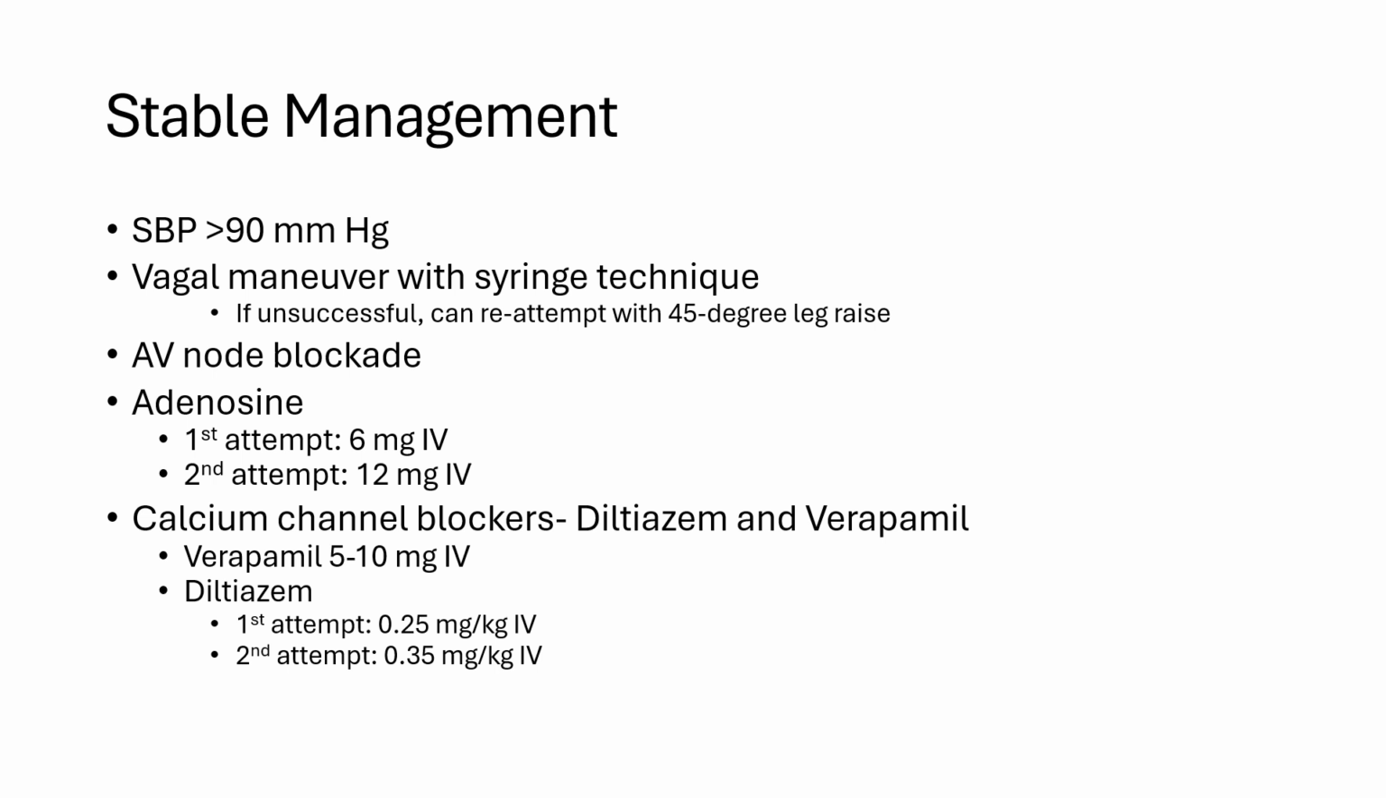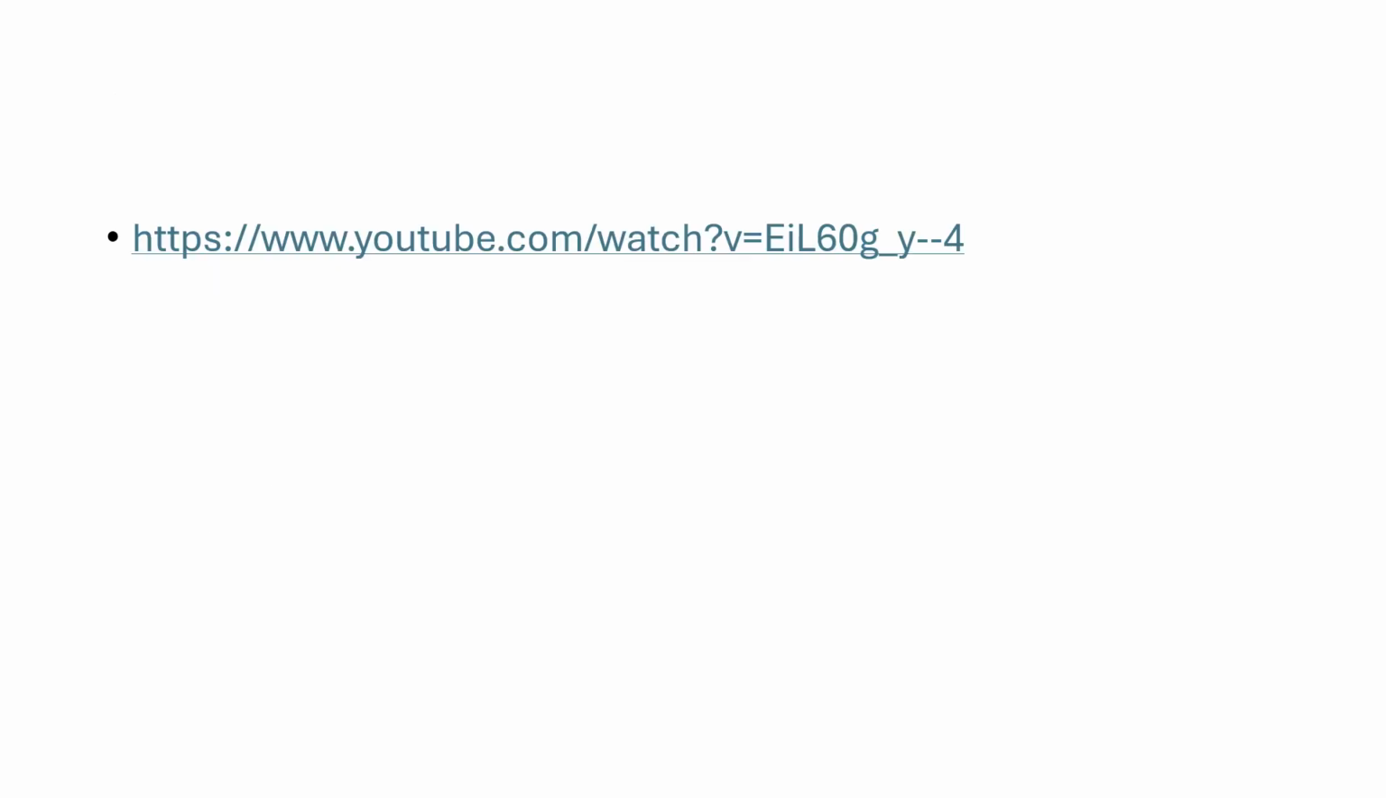Next up will be your calcium channel blockers, so diltiazem, verapamil. For verapamil, the dose is going to be about 5 to 10 milligrams. But diltiazem is the medication we're going to be talking about today. The first attempt will be about 0.25 mg per kg IV, or for the second attempt, 0.35 mg per kg IV. So that's going to be our main focus for today, talking about diltiazem in the setting of SVT. So here's a video that you can check out.